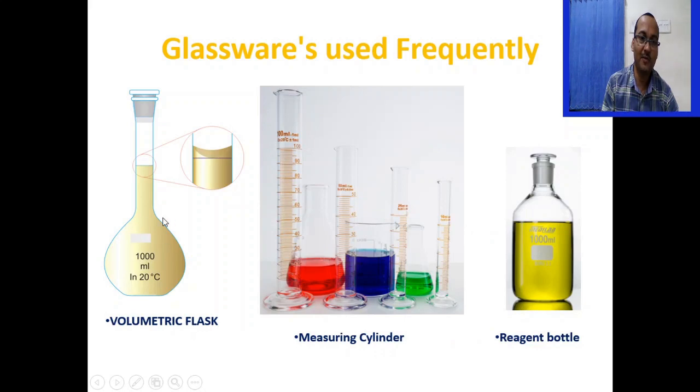This one is a volumetric flask. So here you can see this is the line where the lower meniscus of the liquid should touch. So up to that mark, if the lower meniscus is touching, then it will be 1000 ml. Similarly, this tall tubular one is known as a measuring cylinder. They are also of different sizes. You can see this one is 100 ml. This one is called a reagent bottle, where you can store all your chemicals.